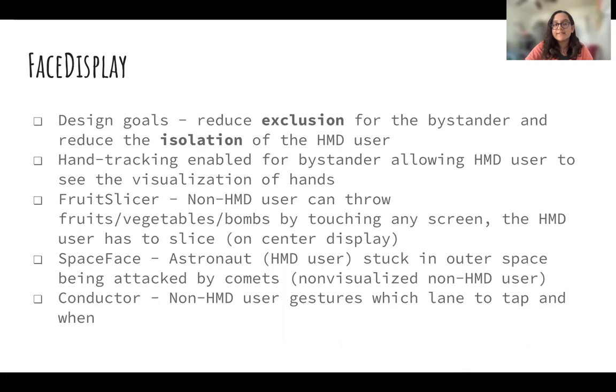Another one is Conductor, which is similar to Guitar Hero, where the music would play and you have to pick up a lane and click on the block. So the non-HMD user gestures which lane to tap and when, and based on that, the HMD user either gets it right and the music is getting louder, or doesn't get it right and the music's getting softer.